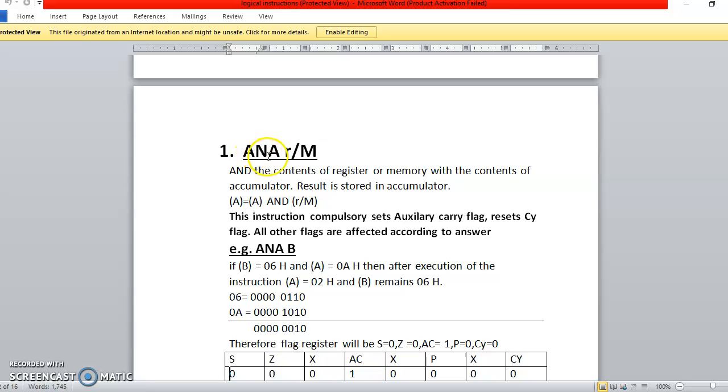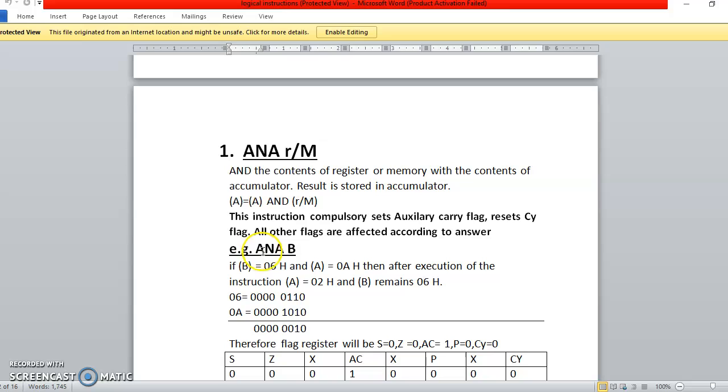When you say ANA R or M, then it will AND the contents of the register or the memory with the accumulator. The result will be stored in the accumulator. Now this AND instruction will always set the auxiliary carry flag even if it is not in the answer. It will reset the carry flag. All other flags will be affected according to the answer. Now let's see one example.